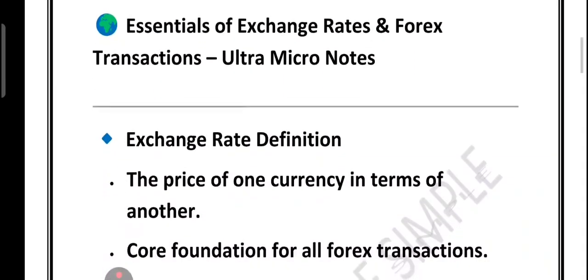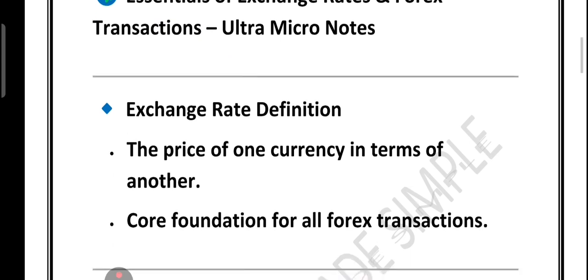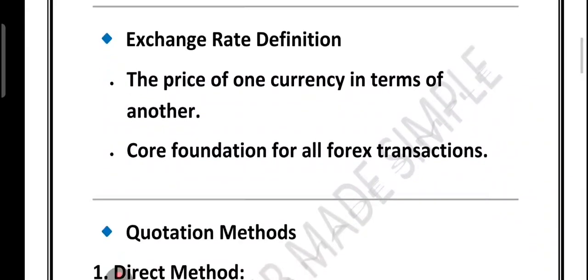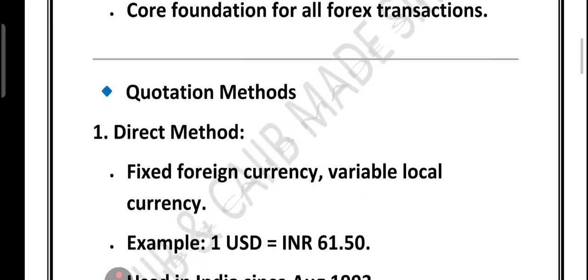Now let's switch our focus to the essentials of exchange rate and forex transactions. Very important topic. Exchange rate simply tells us how much one currency is worth compared to another. For example, suppose I say $1 is equal to 84 rupees. It means you need 84 Indian rupees to buy 1 US dollar. This rate keeps changing daily depending on global demand and supply of the currencies, trade flow, and interest rate.